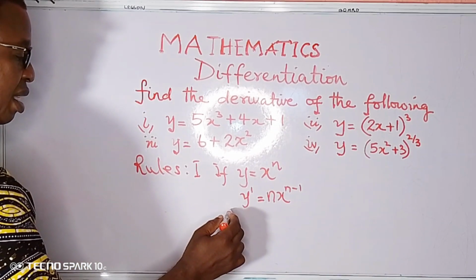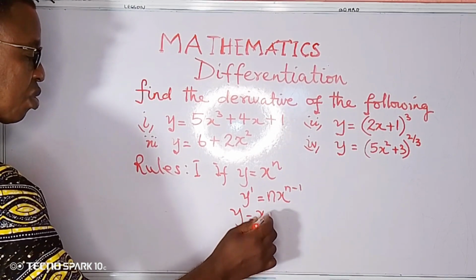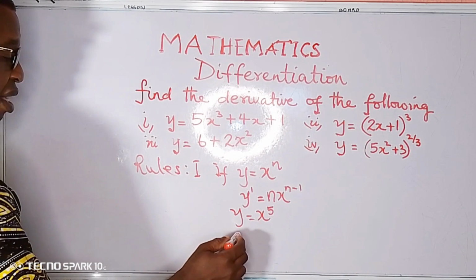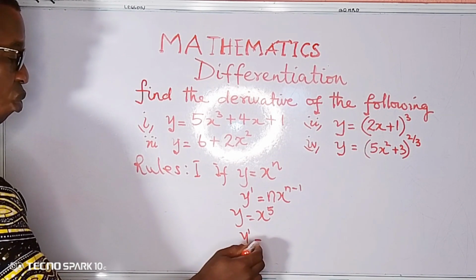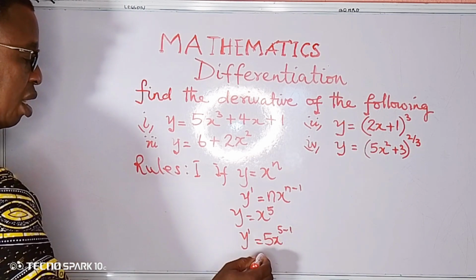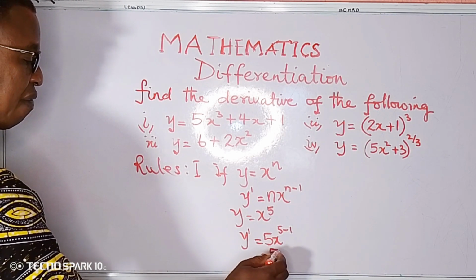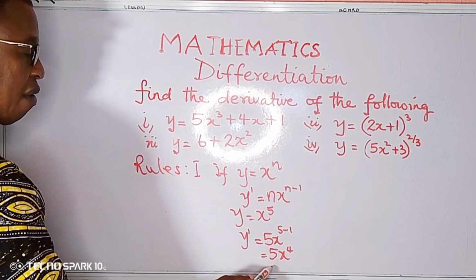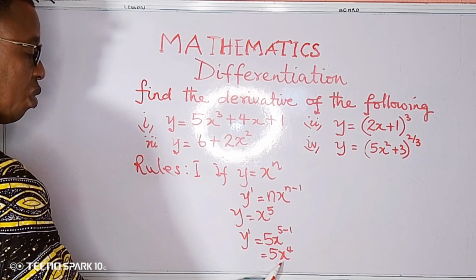Now, an example is this. Let's say y is equal to x raised to the power 5. Then the derivative of y will be equal to 5x raised to the power 5 minus 1, which will leave you with what? 5x raised to the power 4. Okay? 5x raised to the power 4. I hope my camera can capture this clearly.